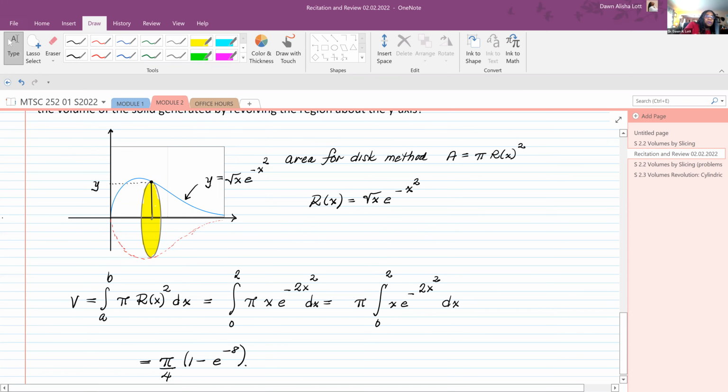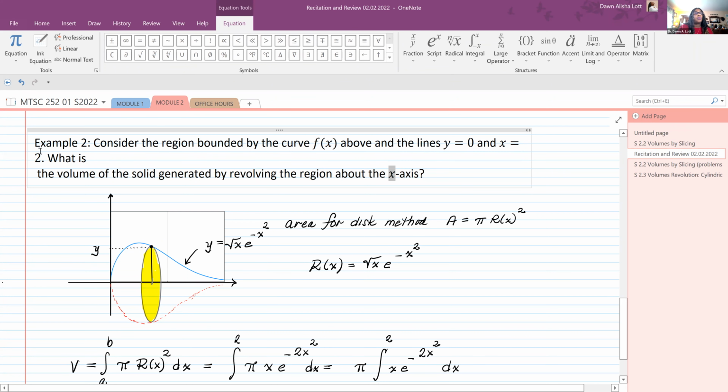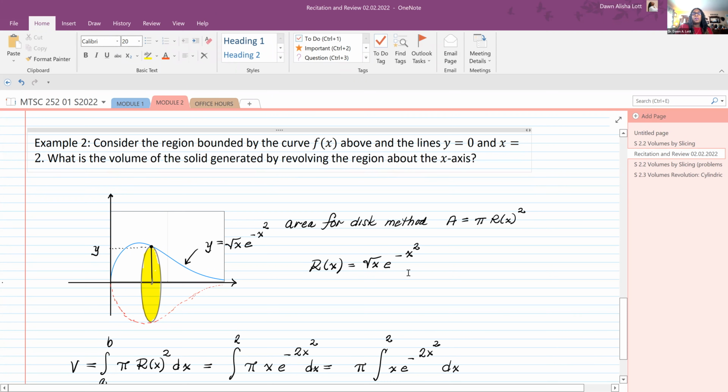Okay, so we revolved it around the x-axis. Did I say y-axis? Oh, that's bad. We haven't learned that one yet. We need the x-axis. We didn't learn how to revolve it around the y-axis yet. That's something altogether different. Okay, now we got it.